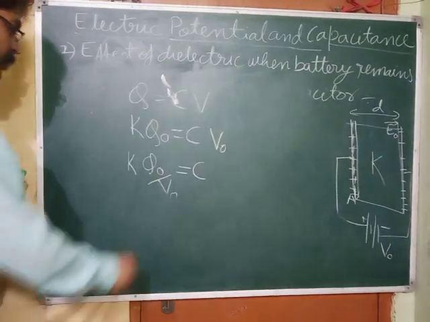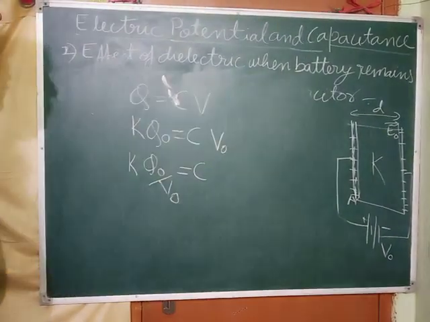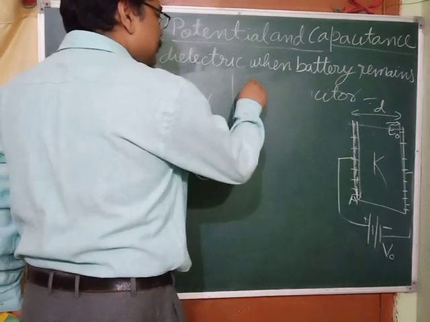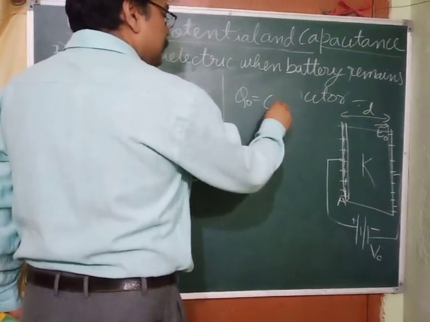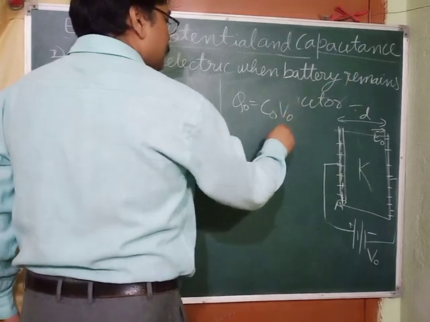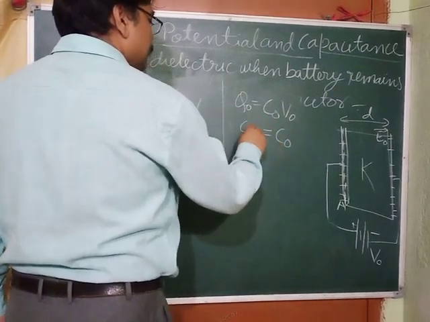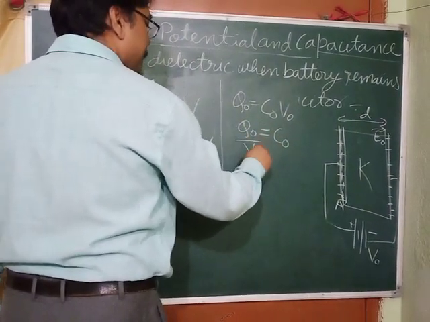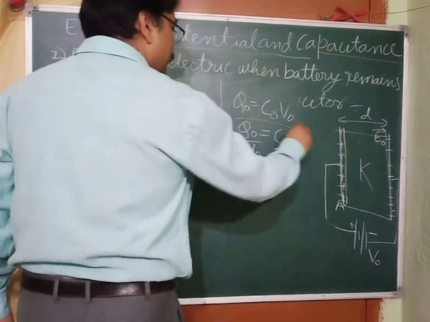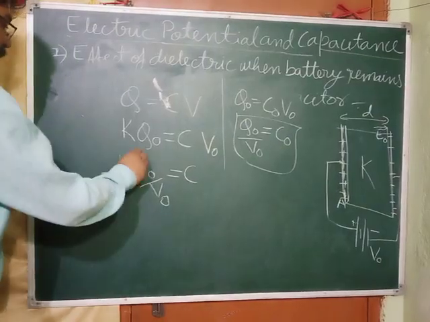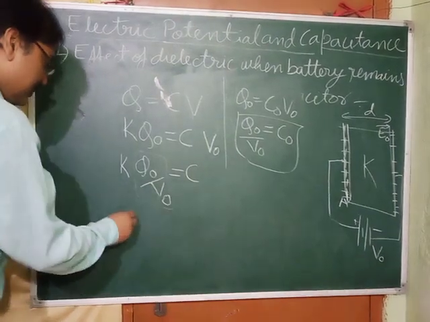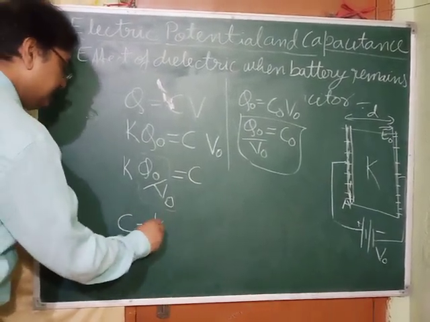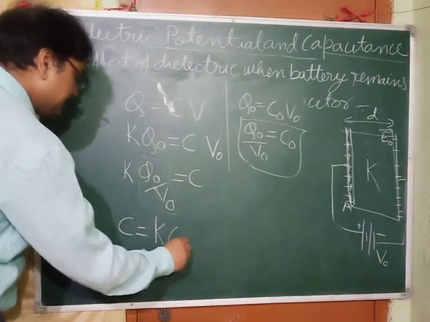Now, but see, initially what was the capacitance? The initial situation was Q naught is equal to C naught V naught. So C naught was how much? It was Q naught by V naught. So this is the value of C naught. So can we write here also this is C naught? So can we write this C is equal to K C naught?